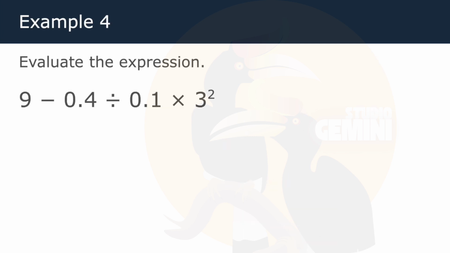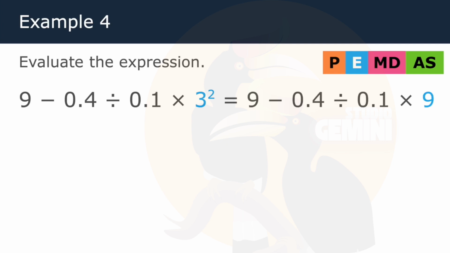Let's do one last example together. Remember, we'll need to follow the order of operations. According to the order of operations, we need to first evaluate anything inside the parentheses. We don't have any parentheses, so we move on to exponents. We do have an exponent, 3 squared. Squaring a number means multiplying it by itself, so it's really 3 times 3, which equals 9.